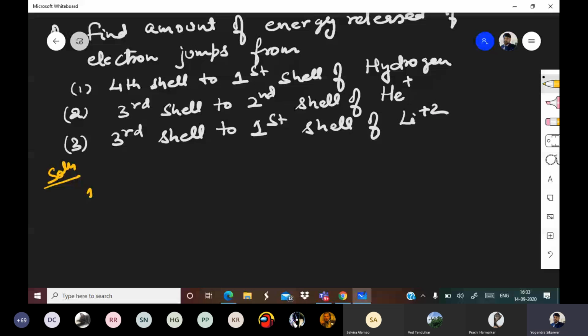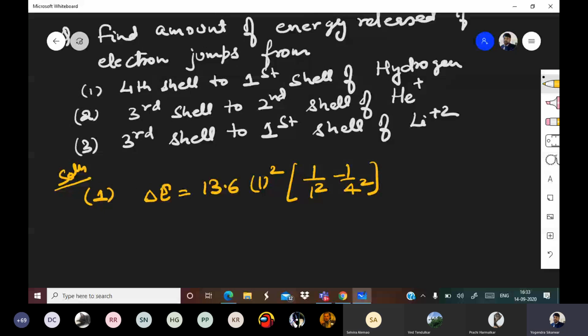First question. Fourth to first shell of hydrogen. So delta E is equal to 13.6 into 1 square into 1 upon 1 square minus 1 upon 4 square. This is 1 square.